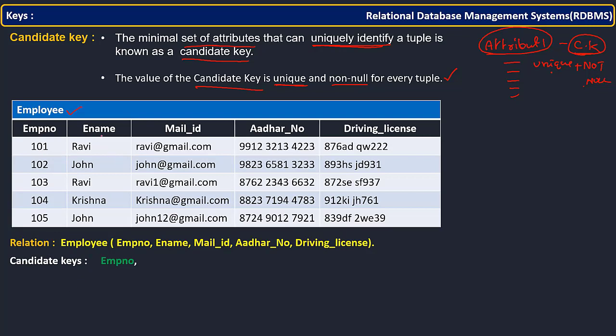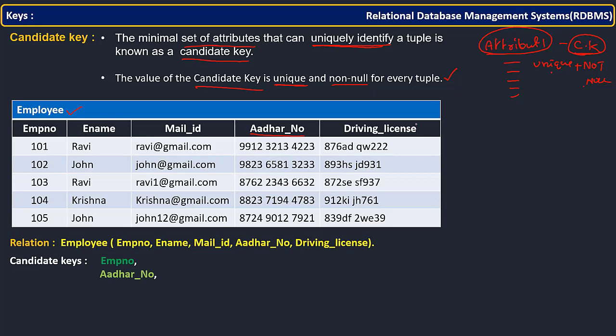So observe other attributes also. Is there any possibility to have one more candidate key? You can come here. Every employee is definitely going to have one unique national identification number. The national unique identification number is the Aadhaar number in India. Every person is going to have a unique Aadhaar number, right? So that is also satisfying the same thing: unique Aadhaar number, and no person without Aadhaar number, right? So no null values here. So even this is also a possible candidate.